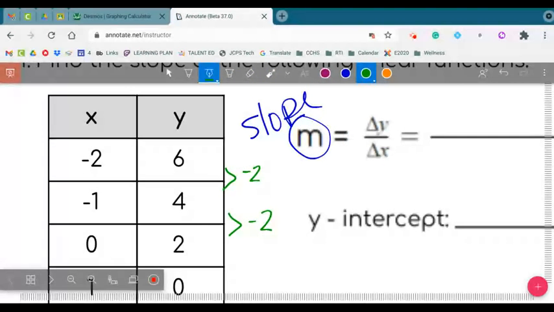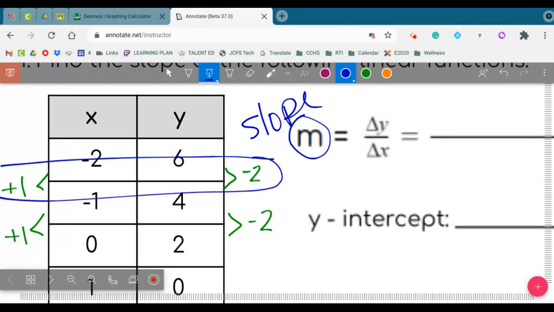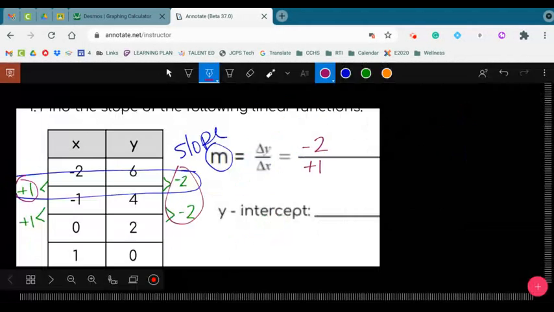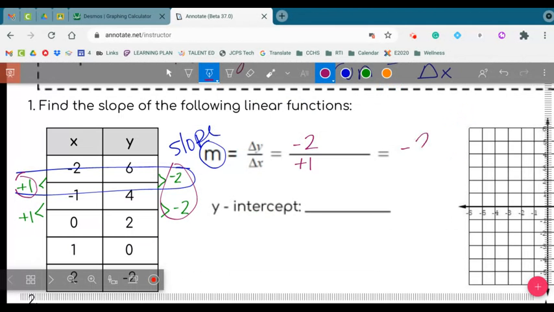On the other side, I'm going up by 1 each time. So whenever I'm finding my change, I want to find the two that are on the same line. I don't want to do different ones. So my change in y is -2, and then my change in x is +1. So this means my slope is going to be -2.